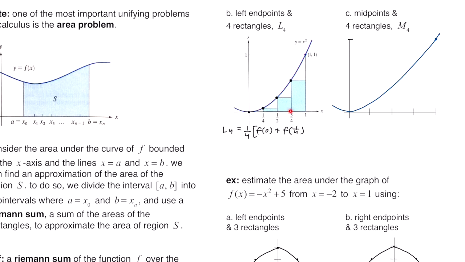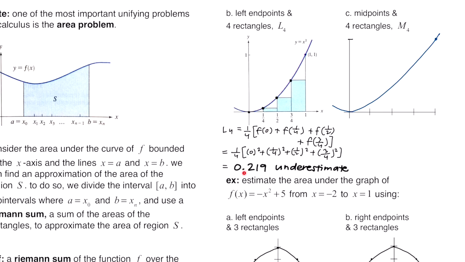For this next rectangle, again, you go on the left, and at 1/2, you go up to the curve. So to describe this height, we say f of 1/2. And finally, our last rectangle is going to be f of 3/4. And again, to find f of 0, f of 1/4, and so on, you're plugging these values 0, 1/4, 1/2, 3/4 all into the function y equals x squared. So for our approximation, we get 0.219, and because this graph is increasing at an increasing rate, but we're using left endpoints, this approximation is an underestimate.